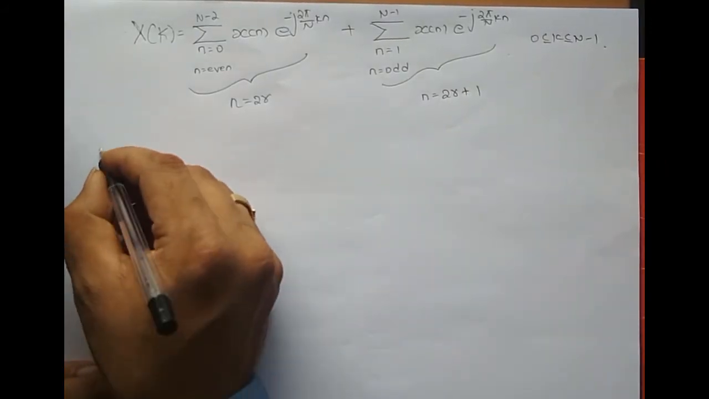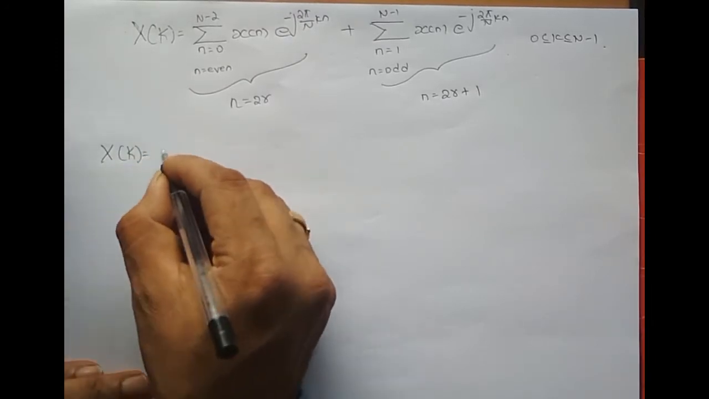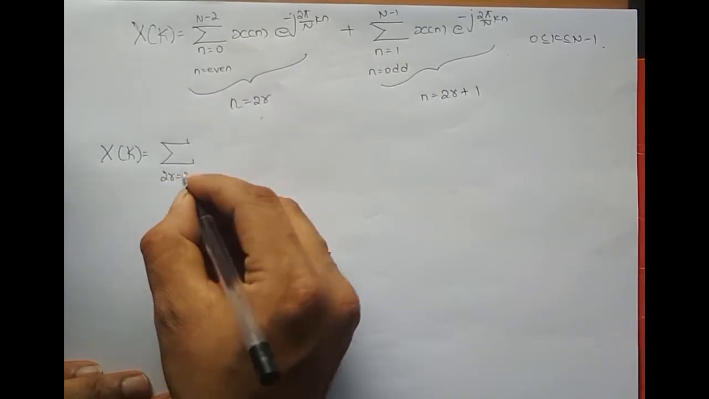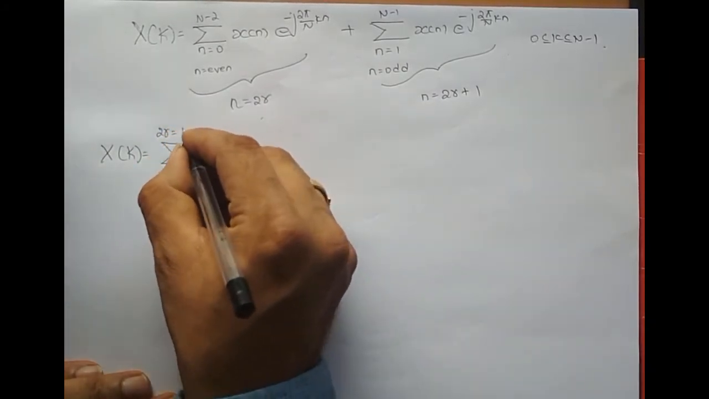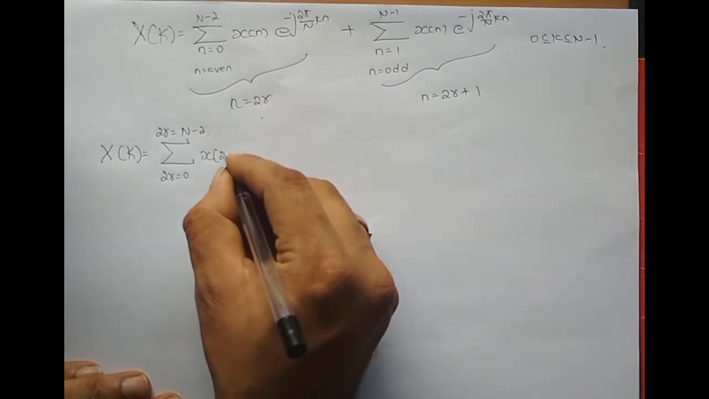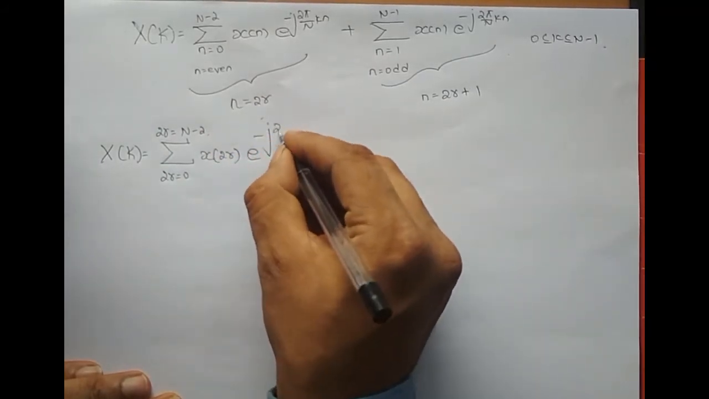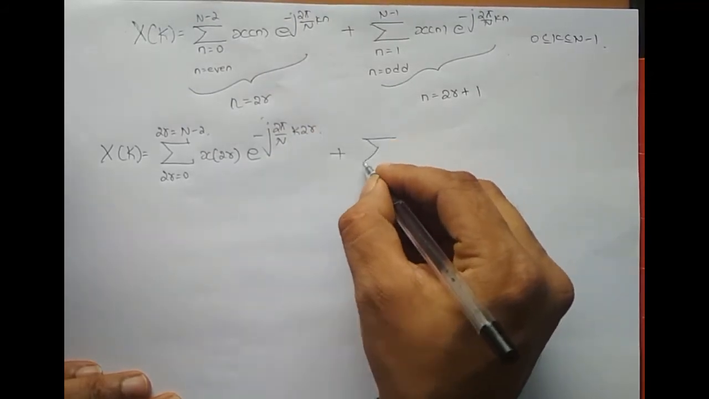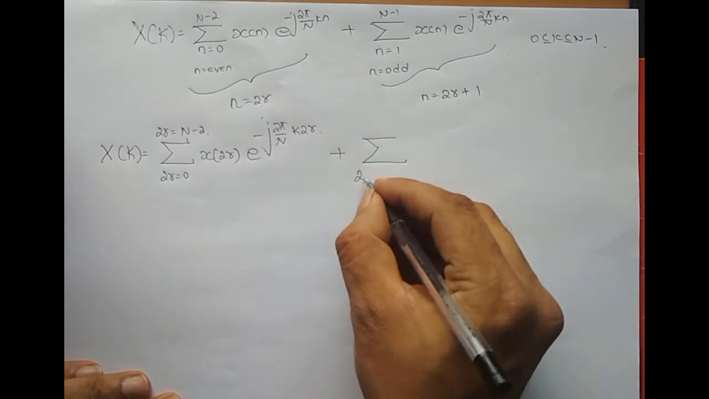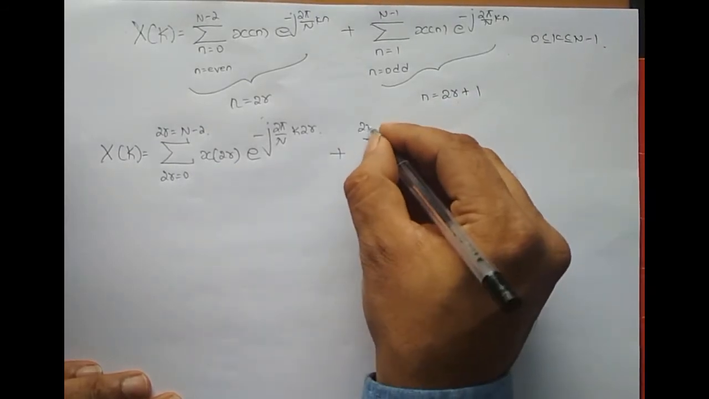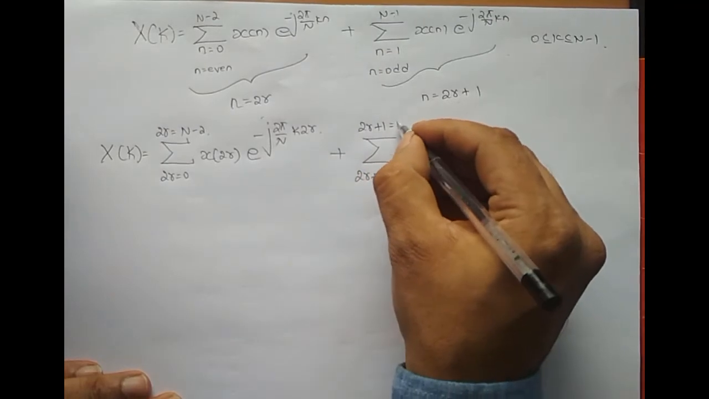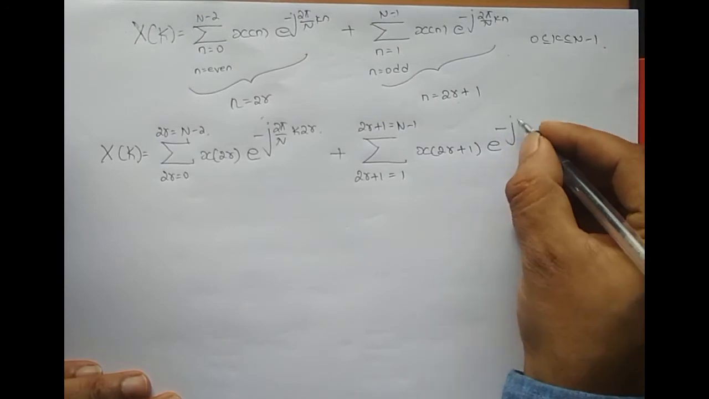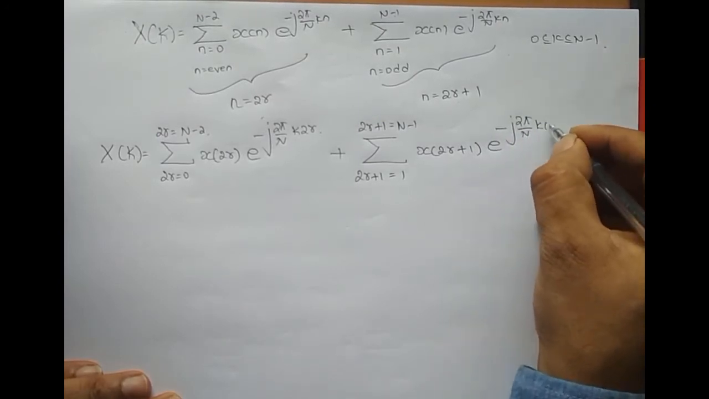Okay, so what do we get? X of k is equal to summation, where n I am replacing by 2r, so 2r equals 0 to n minus 2, X of 2r into e power minus j 2 pi by n into k into 2r, plus summation. Now n is 2r plus 1, so 2r plus 1 is equal to 1 to n minus 1, X of 2r plus 1 into e power minus j 2 pi by n into k into 2r plus 1.